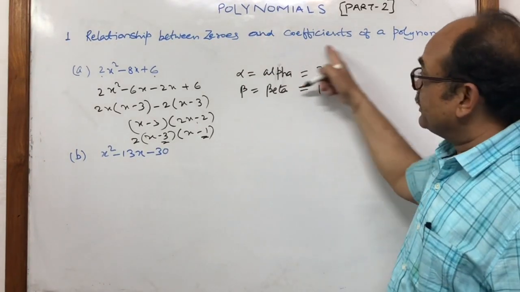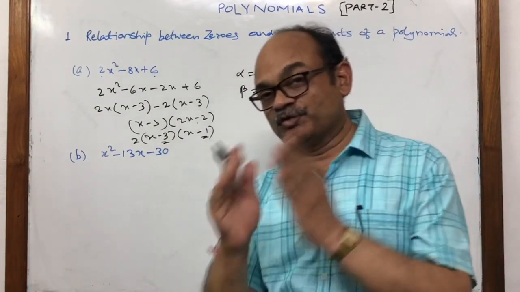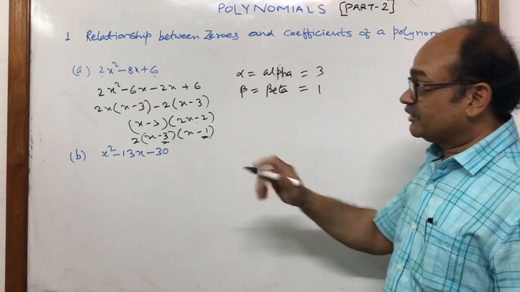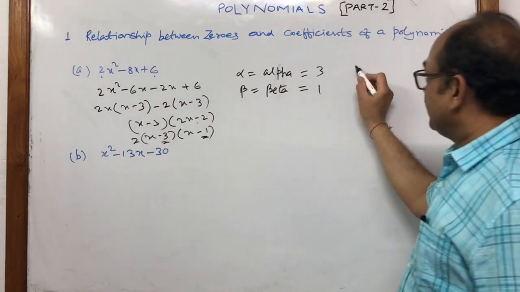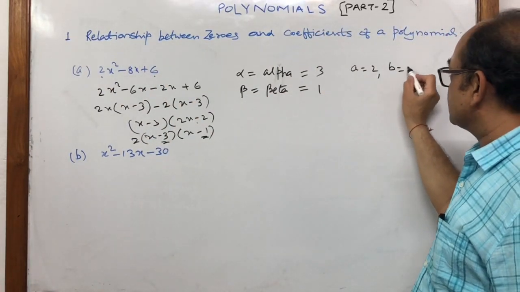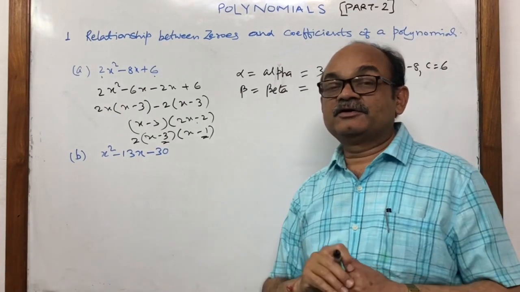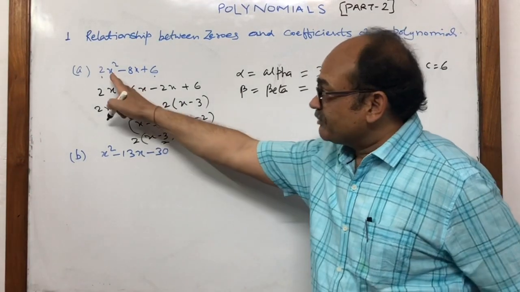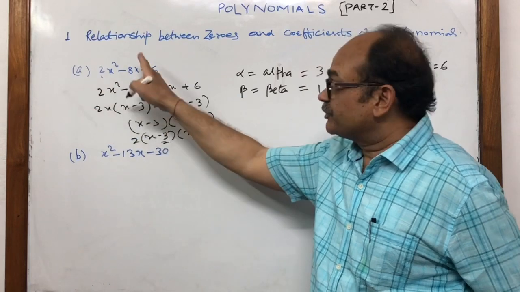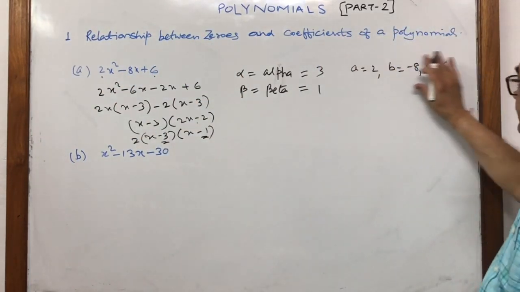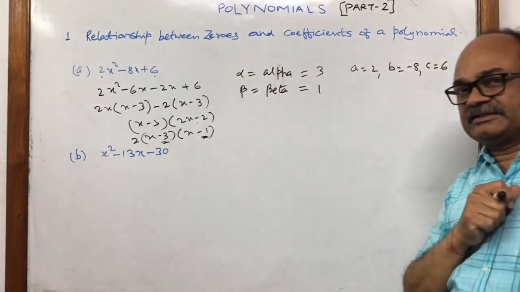Our aim is to get a relationship between the coefficients and zeros. These are zeros. What are the coefficients? A is 2, B is minus 8, C is 6. When we arrange it in the polynomial form, coefficient of x square is always A, coefficient of x is B, and constant term is C. That's why we write here A, B, C. Now what relation are we getting?